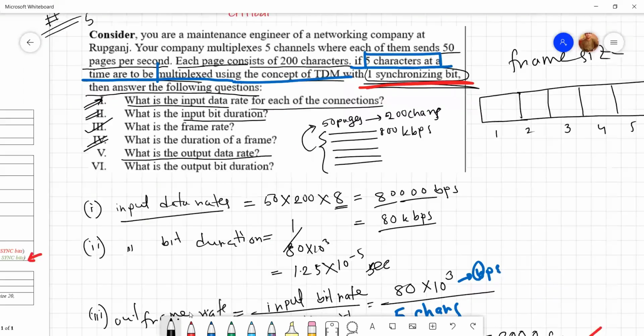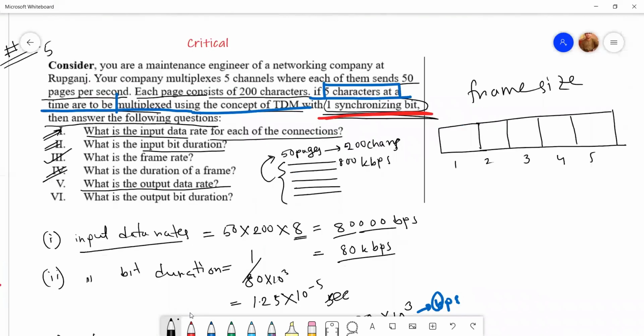Now, from this information we have been given, we know that we are multiplexing 5 characters at a second. So there will be 5 characters in one multiplexing unit, one interval unit. So 5 characters, 5 characters, 5 characters, 5 characters. Okay, is that all?